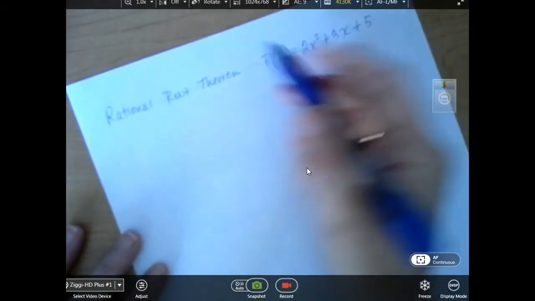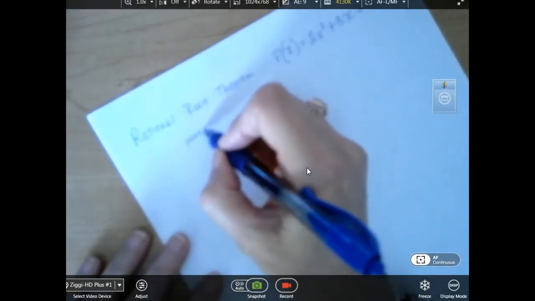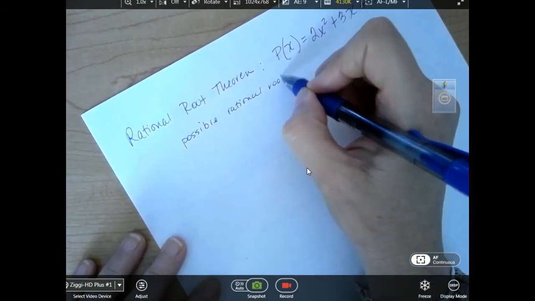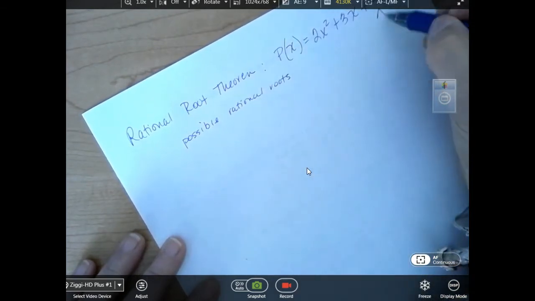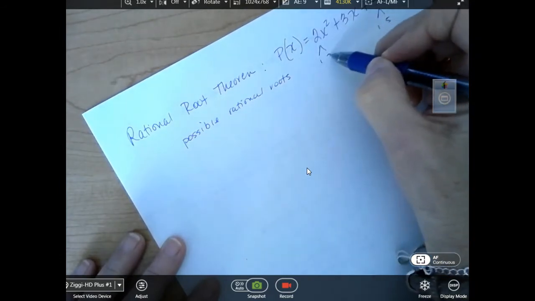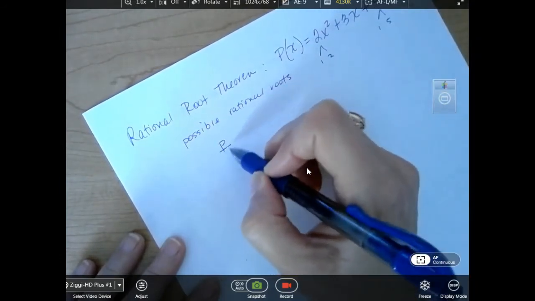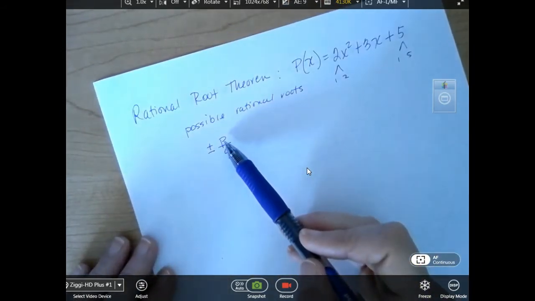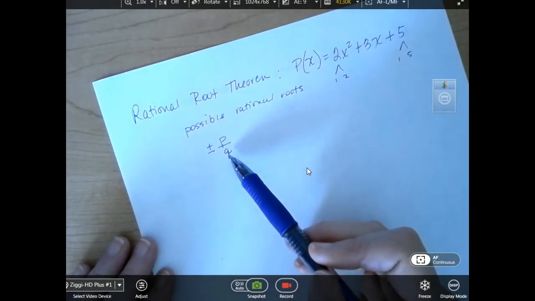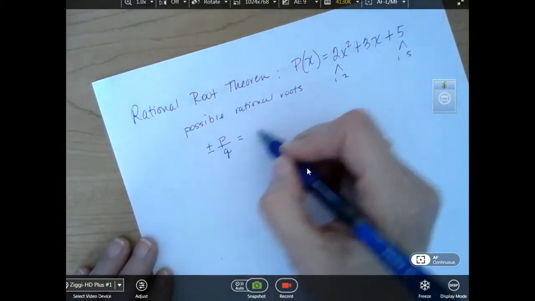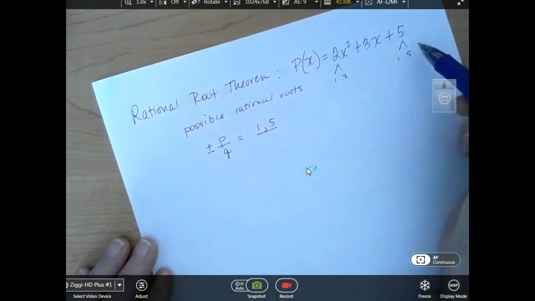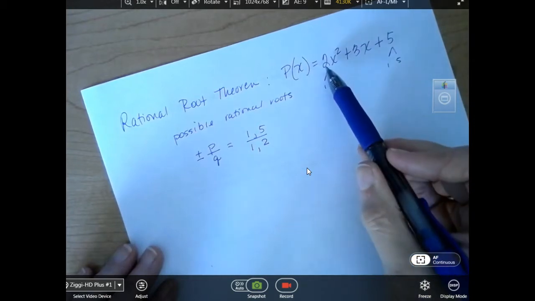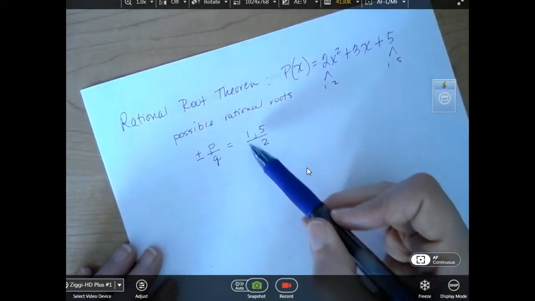So for this example, the possible rational roots would be, of course, we have 1 and 5, and we have 1 and 2. We call this P over Q very often, and P would be all the factors of your constant, Q would be all the factors of your leading coefficient. So I have a 1 and a 5 for my constant's factors, and I have a 1 and a 2 for my leading coefficient's factors. Then what I do is I basically mix and match.